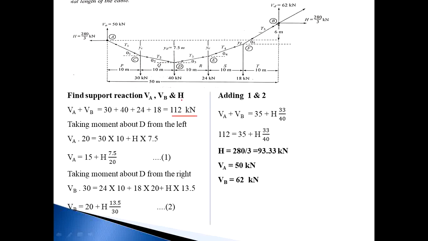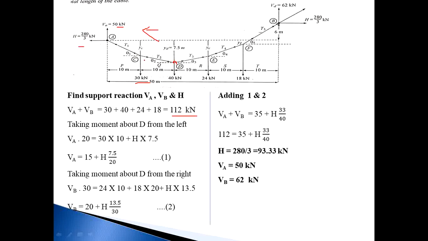Then next, taking moment about point D, because this structure, this cable, is in equilibrium. So whatever the bending moment at any point, it should be equal to 0. So taking moment about D, that is the equilibrium condition. Consider now the left part, taking moment about D. The forces on the left part are, first, a 30 kilonewton force, second, reaction VA, and third, the horizontal force.